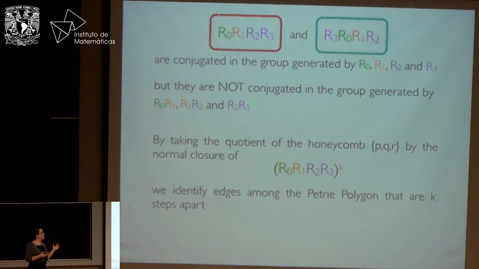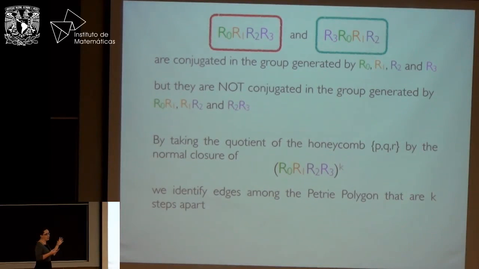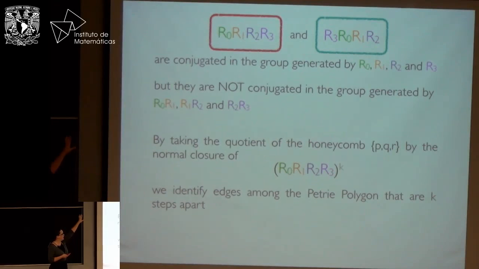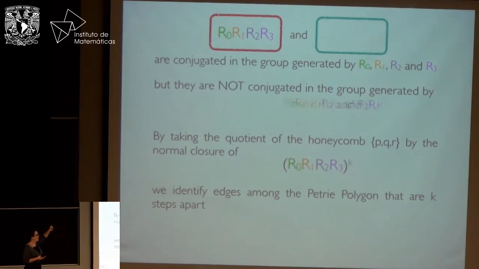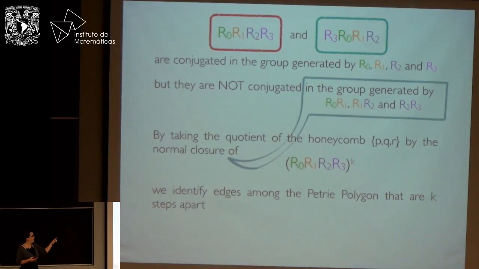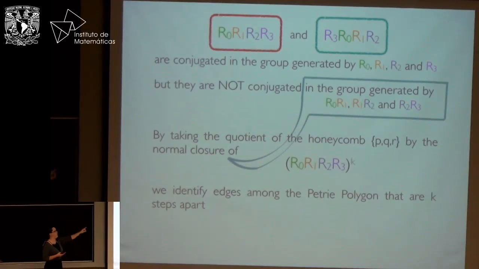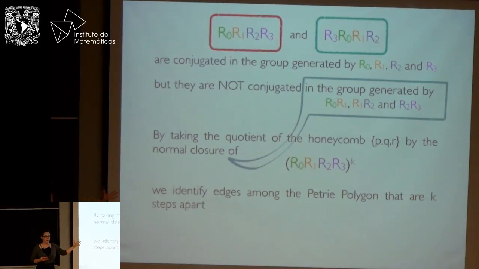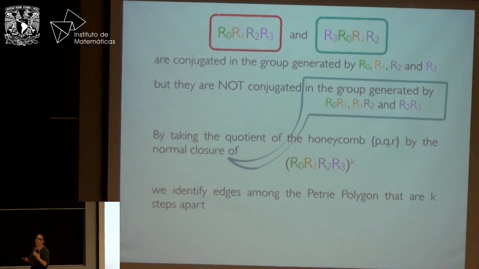What I want is to have one Petrie polygon, and then that has nothing to do with the reflected one. So what I'm going to do, instead of taking the normal closure in the entire group, I'm going to take the normal closure of that element, but in the group generated by the rotations, so in the rotational subgroup. And then I do have some hope.